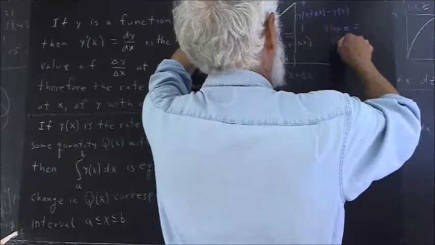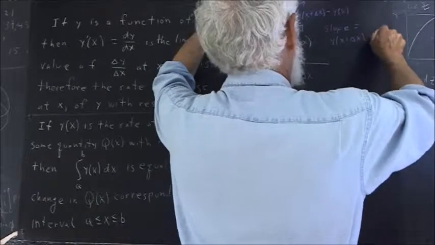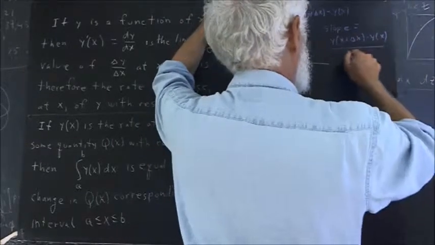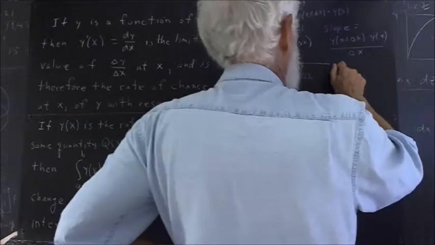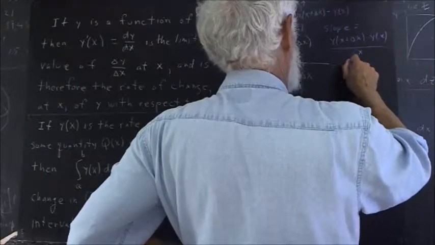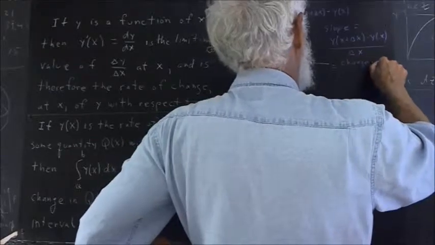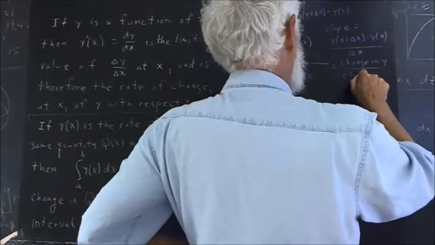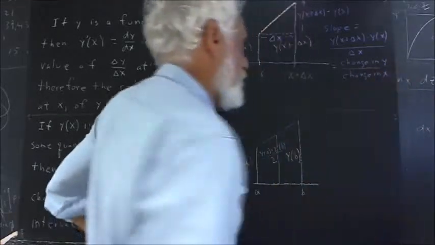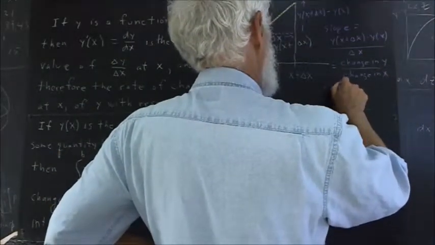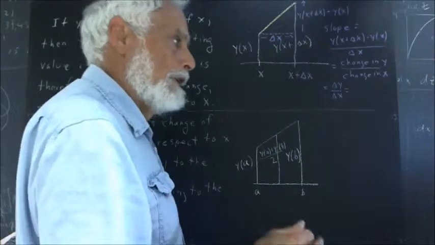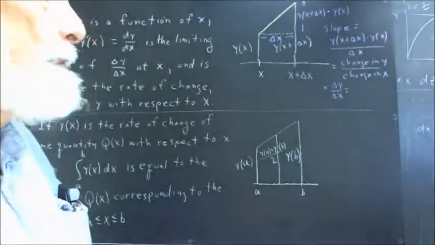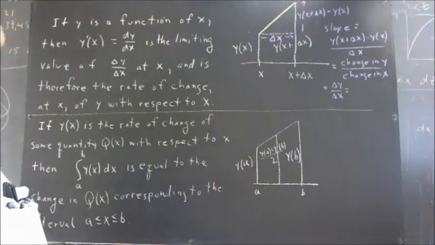In any case, our slope equals y of x plus delta x minus y of x, divided by delta x. That equals change in y divided by change in x. And I could write that as delta y over delta x. And that equals the average rate of change of y with respect to x. I'm going to go off camera and write that down because we're using up some time here.